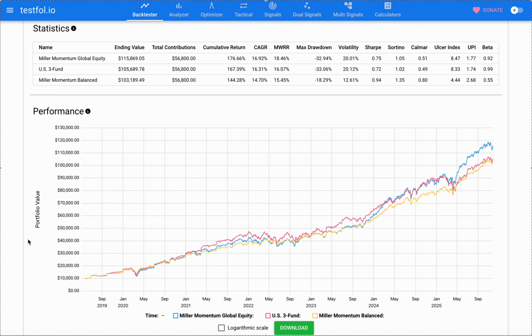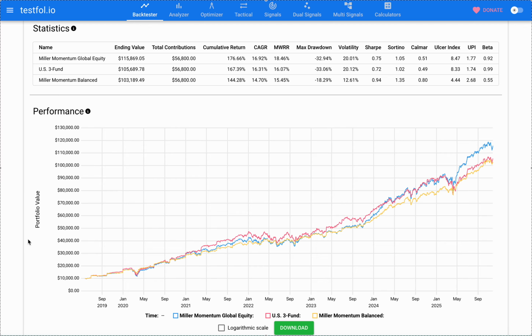Coming down here, well, look what we have. Miller Momentum Global Equity, diversified in relative proportion across global markets, and using that momentum strategy on top of them, beats the US 3 fund. Money weighted return is 18.46%. That's more than 2% more than the money weighted return of the US 3 fund. Volatility is comparable. It's actually slightly less for the Miller Momentum Global Equity.